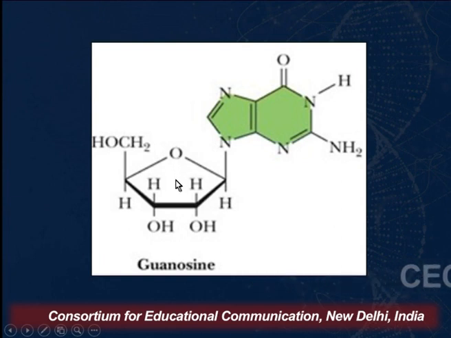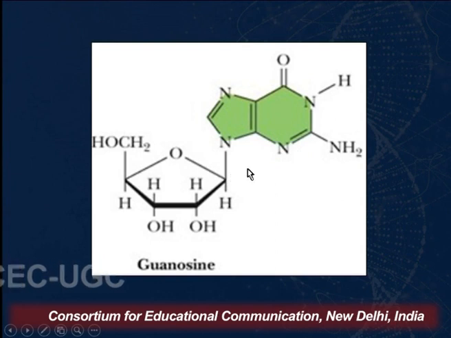Here we have a sugar, and this sugar is a ribose sugar. And what we find here is a bond between the beta form of the furanose form of ribose, and this is 1 prime, and this is the N9 of guanosine. And this is the bond which is being formed. And this is the basic structure of a nucleoside.